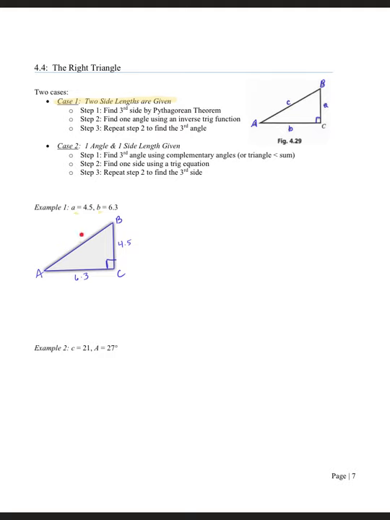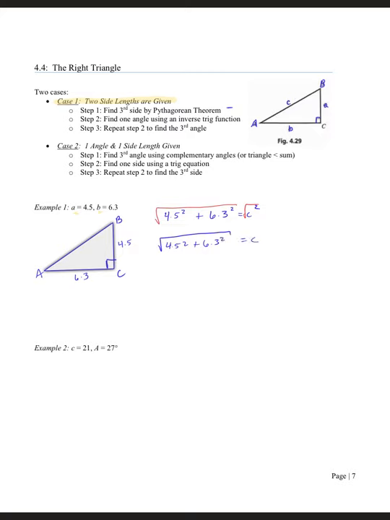So the first thing we can find easily is side c. Now recall, if we know two of the three sides of a right triangle, how can we find that third side? Right, we want to use the Pythagorean theorem. So that's what step one up here says, find the third side by Pythagorean theorem. So we have a squared, which is 4.5 squared, plus b squared, which is 6.3 squared, equals c squared. And then to get rid of that squared, we have to take the square root of both sides. So now we have the square root of 4.5 squared plus 6.3 squared equals c.